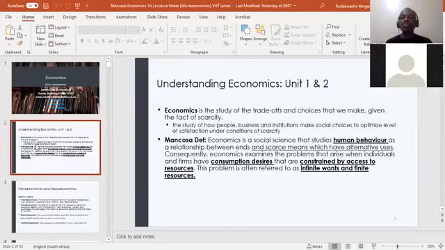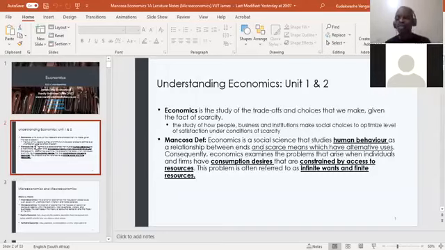So the first thing you need to know about economics is the definition of what economics is all about. You may be asked in an examination question, what is economics, or define economics in a single sentence. So the first definition we can talk about is that economics is the study of trade-offs, or the study of the choices that we make because of scarcity, or because of the limited nature of the resources that exist within an economy.